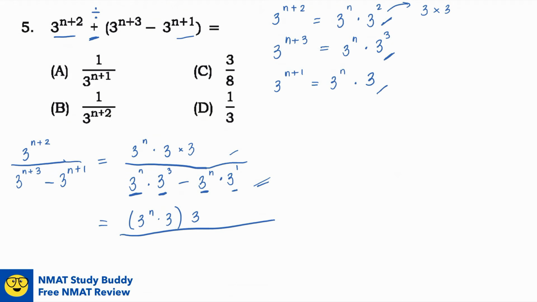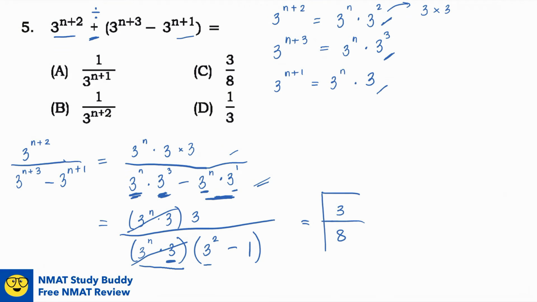So, i-factor out natin yung 3 raised to n and 3. So, 3 raised to n times 3 multiply 2. Ang matitira na lang dito sa part na to is 3 raised to 2 since nalabas na natin yung 3. Minus, dito naman sa term na to, ang matitira na lang is 1. Kasi nalabas na natin yung 3 raised to n times 3. So, mapapansin natin, pwede natin i-cancel to at ito. And we're left with 3 over 3 times 3 is 9 minus 1, so 8. So, ito yung final answer natin.